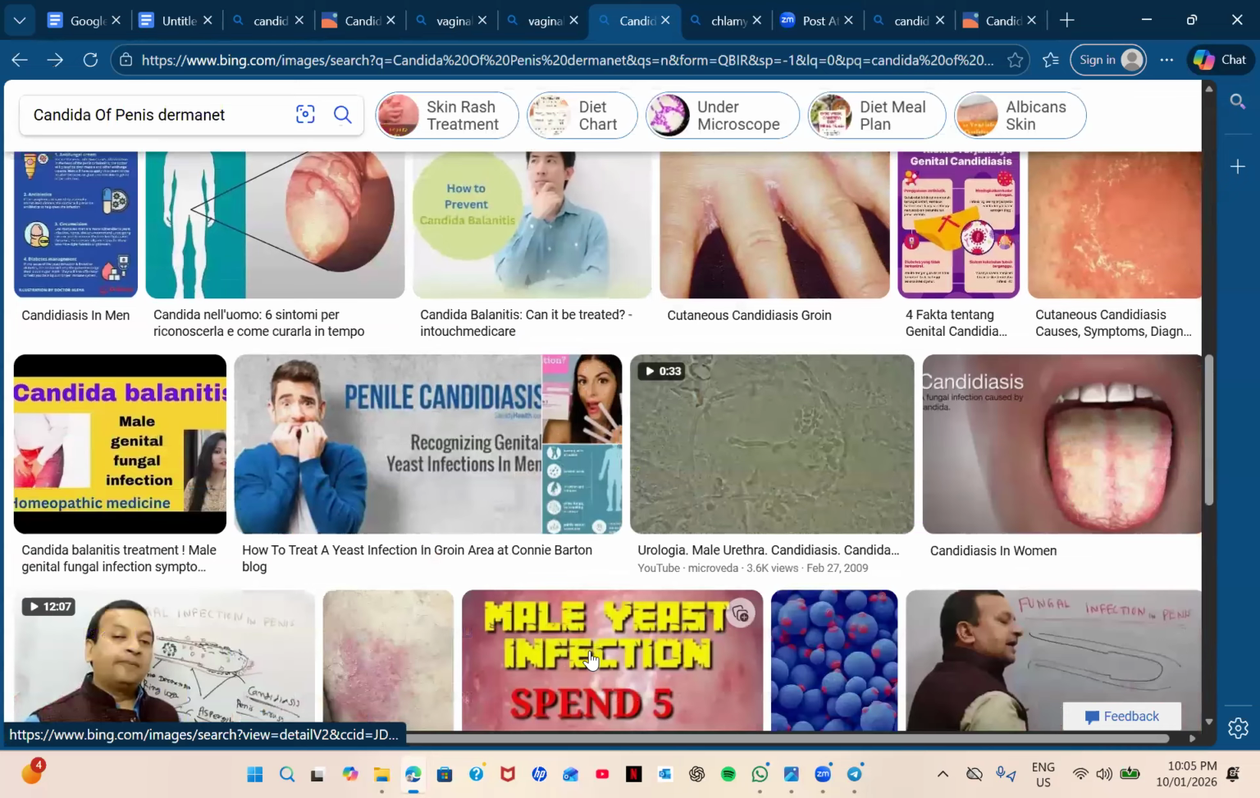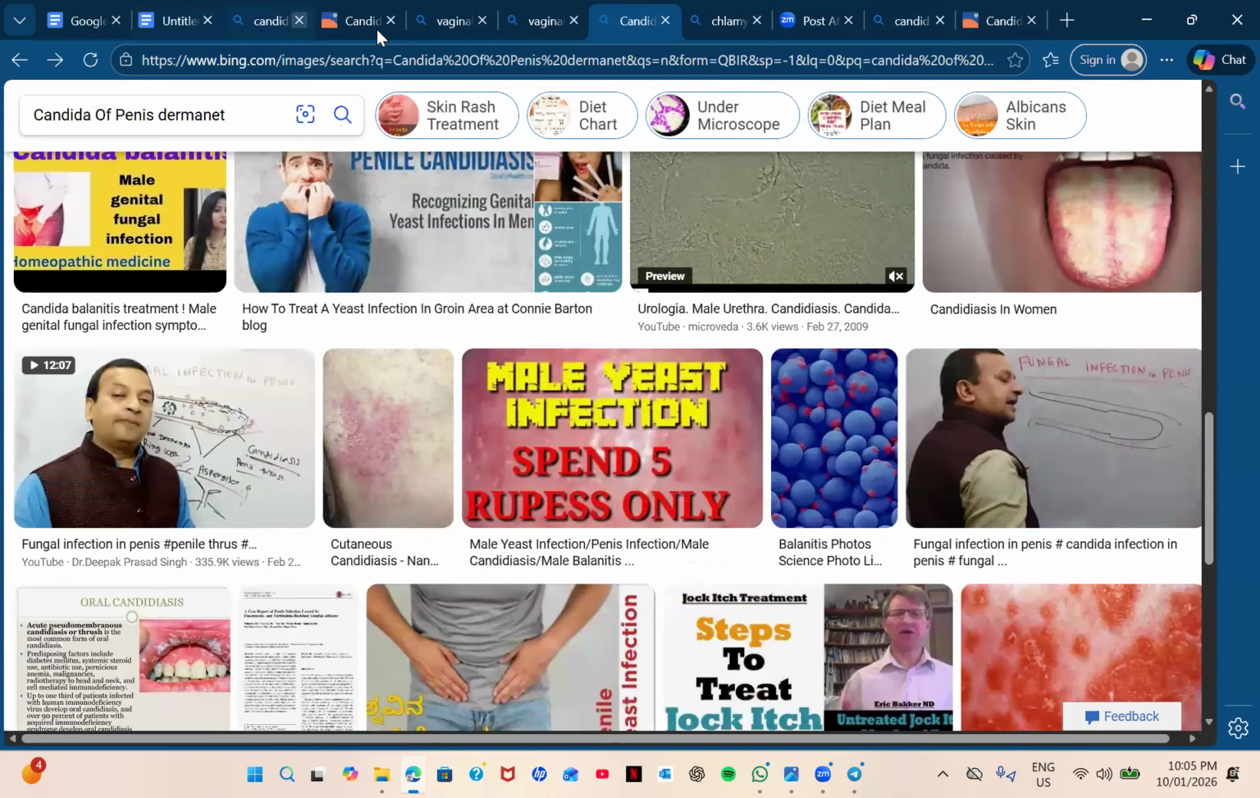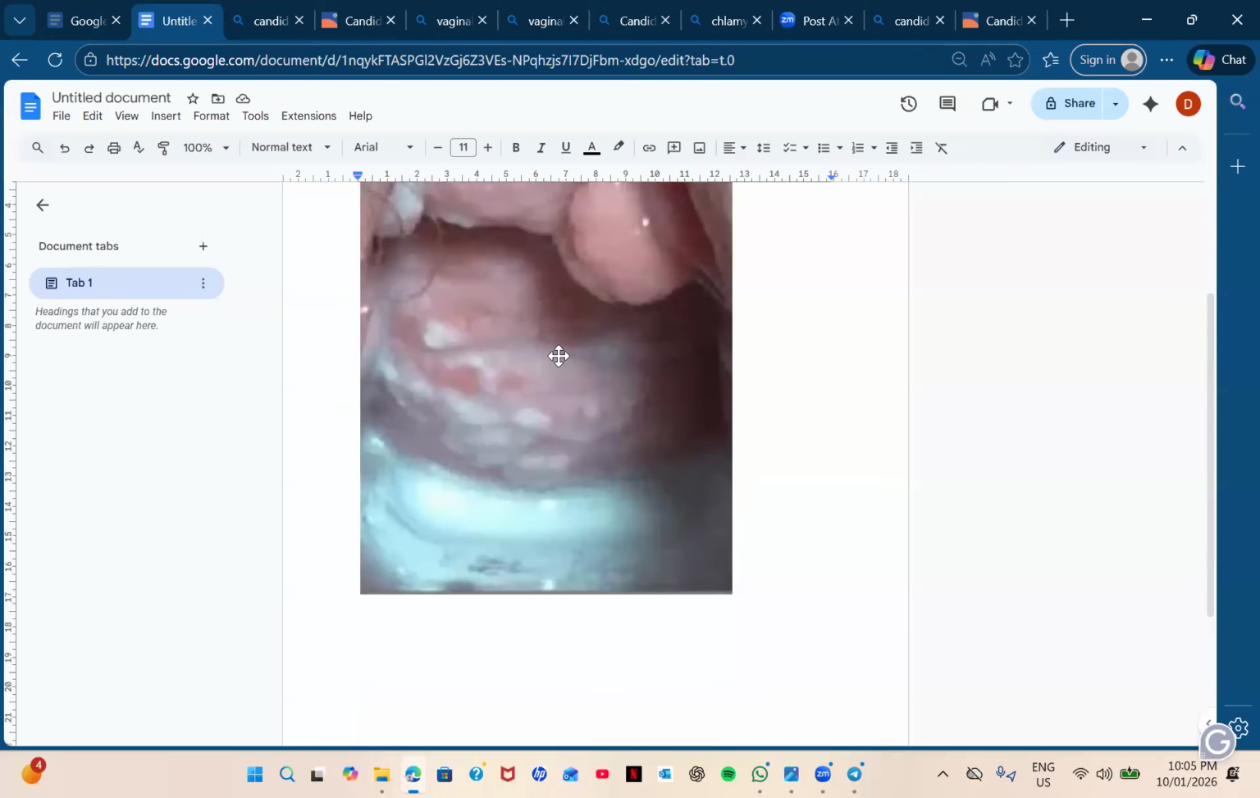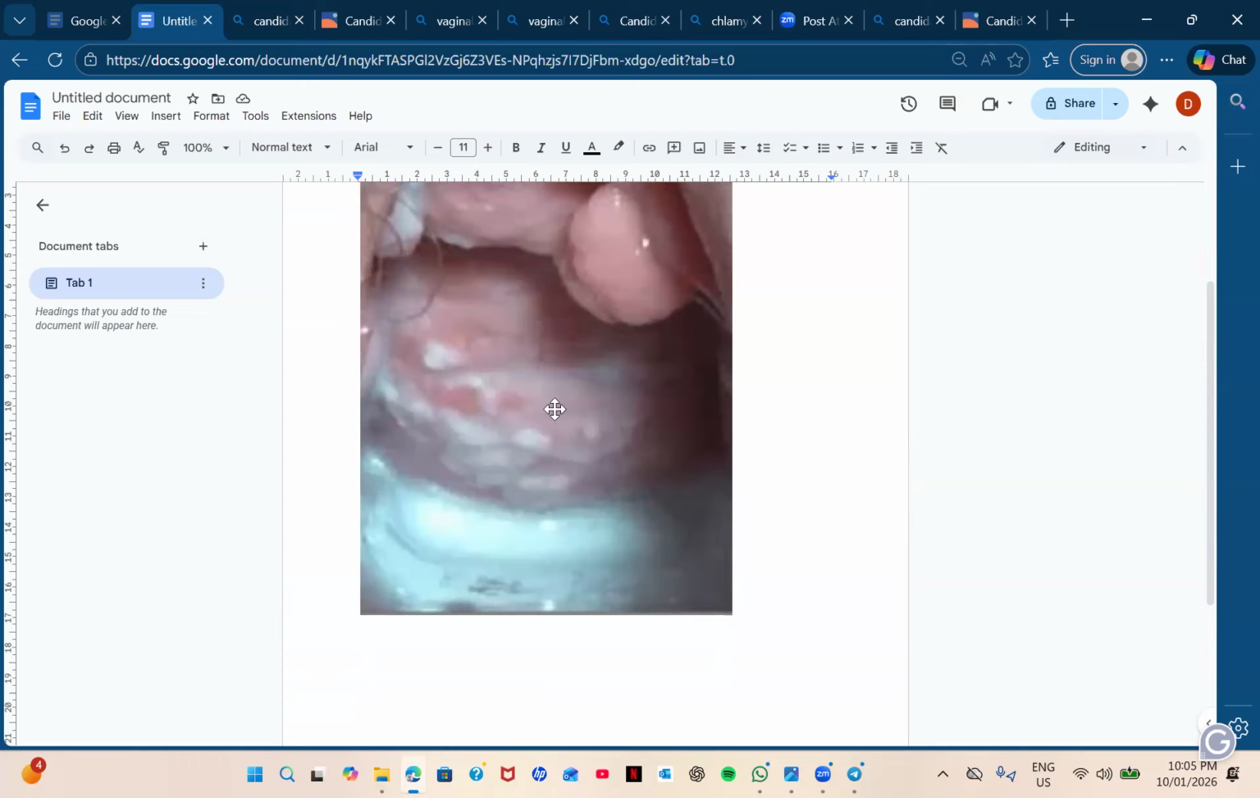So then, how do the female vulva and vagina appear during candida infection? Thick white clumps in the vaginal discharge, although the discharge can appear normal or be absent. Do you remember the cottage cheese-like appearance we can see in candida of the vulva and vagina? I'll show AMC's favorite picture. This picture has repeated in the October and November exams as well.